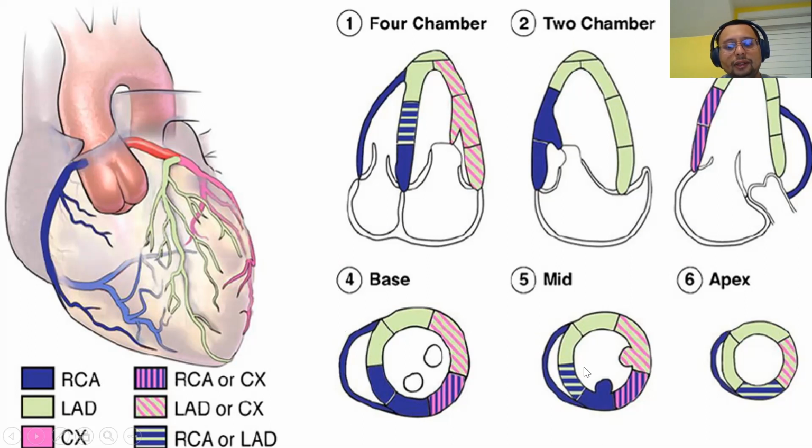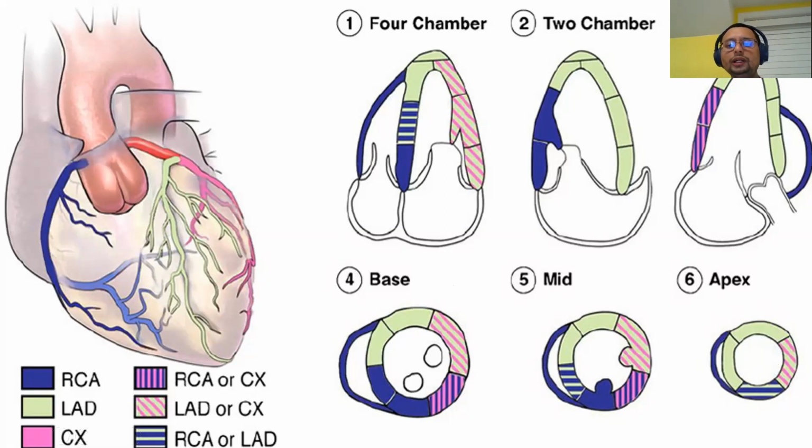So if you go to this side, when you see papillary muscle, this is a mid segment. So this is mid anterior, mid inferior, mid inferoseptal, mid inferolateral, mid anteroseptal, mid anterolateral. What about this one? Apical inferior, apical anterior, apical septal, and apical lateral. So that's how you name all the walls. So that is in terms of the naming of the wall.